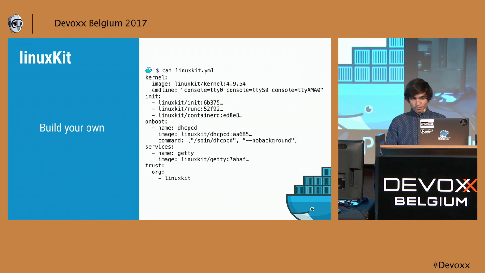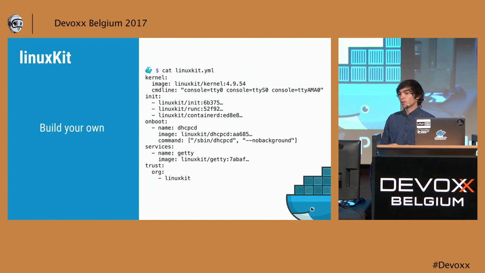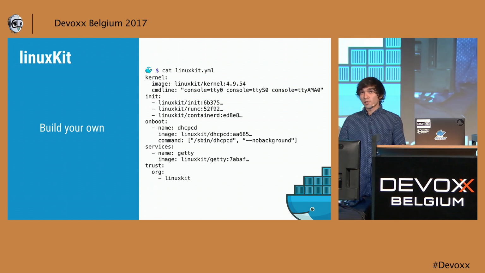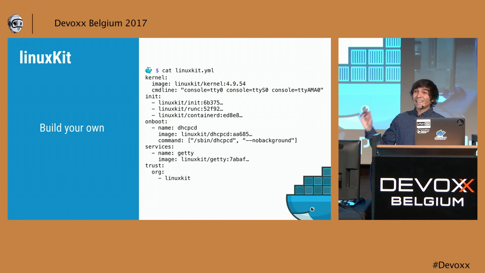So in this example, I've kept the YAML file short. I have a kernel from version 49.54. I gave it a command line. I have an init view of processes. In particular, it actually sets up containers, RunC and containerd to run containers in the system. On boot, I say give me networking, so DHCP. I ask for a shell with Getty. Note that if I don't put in Getty, I don't get a shell. And that's exactly what goes into my LinuxKit OS, nothing more.